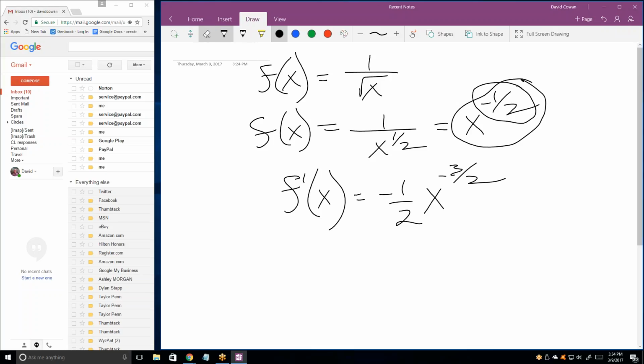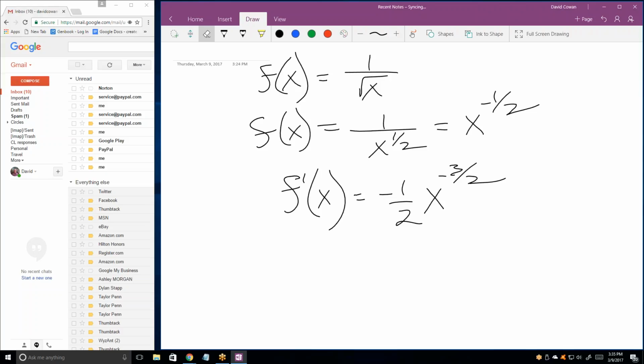Now, it would be different if there was a number. Let's say f of x was 2 times x to the minus 1/2. Well, then you're going to take the minus 1/2 and multiply it by the 2. In other words, what we're really doing is taking the exponent, multiplying it by the coefficient, and then subtracting 1 from the exponent.